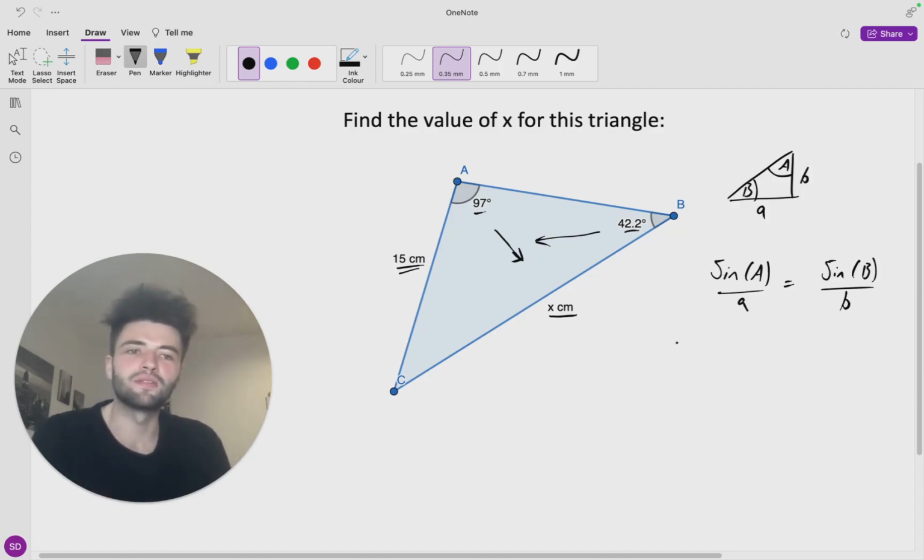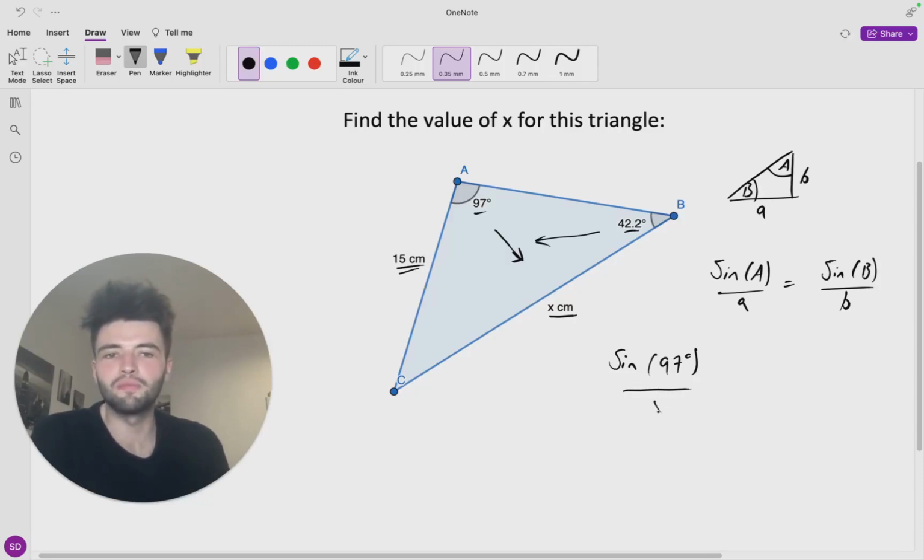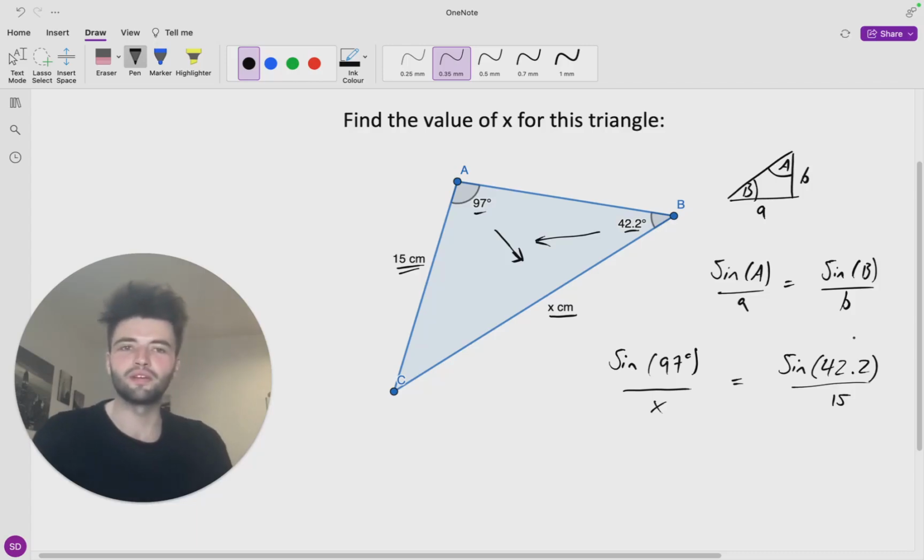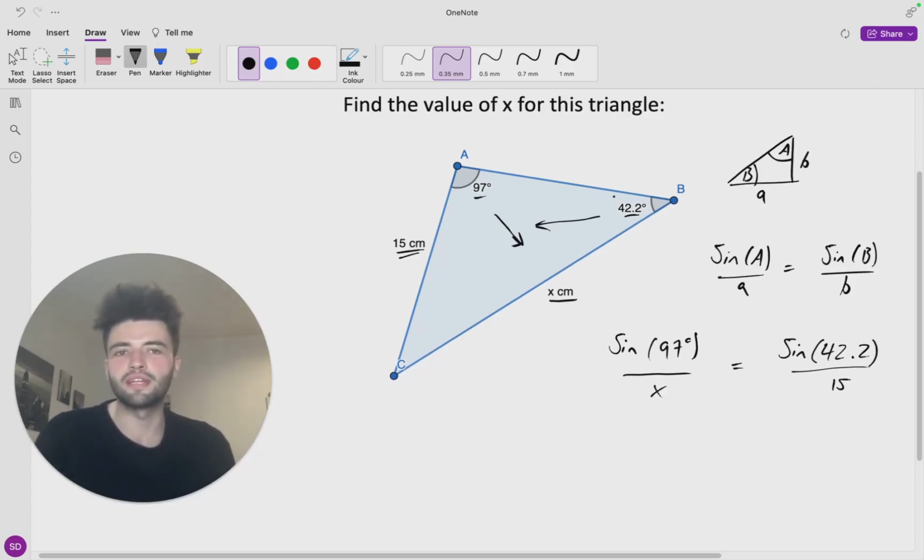So that's some background on the sine rule, but we can now apply that to this question. We're going to have sine 97, because we have 97 degrees, and then our actual unknown is the side x, which is opposite that angle of 97 degrees. Then on the right hand side, we can put what we actually know, which is sine 42.2, and on the bottom just 15, because we know that the side length opposite this angle of 42.2 is 15 centimeters. So we've got everything we need now.